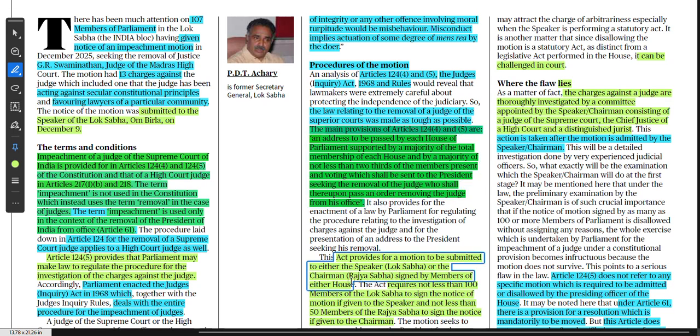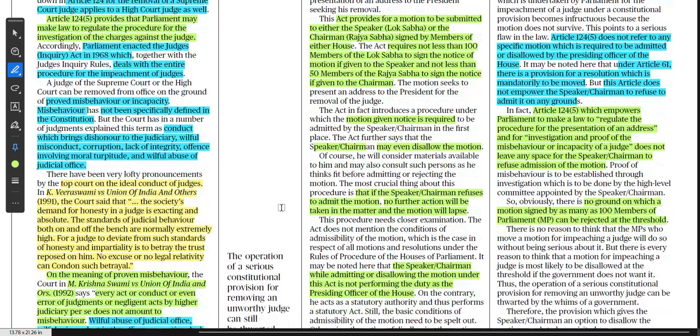So that is how it happens, and the Act provides for a motion to be submitted to either House, to the Speaker of the Lok Sabha or the Chairman of the Rajya Sabha, signed by members of either House. The motion can be submitted to any House, Lok Sabha or Rajya Sabha. It requires not less than 100 members of the Lok Sabha to sign the notice of the motion if given to the Speaker, and not less than 50 members of the Rajya Sabha to sign the notice if given to the Chairman.